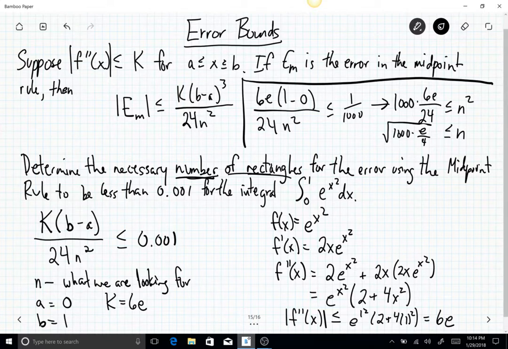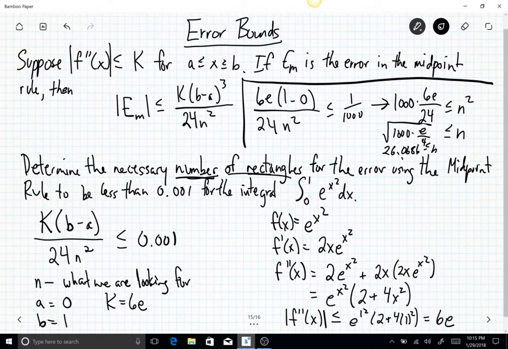Now this is where you need a calculator. Well, if you could do it without a calculator, kudos to you, you're awesome. But I'm not that good. So if I hit 1000e, and you can find your e button on your calculator, divided by 4, and you take the square root of that, the number I get here is 26.0686.